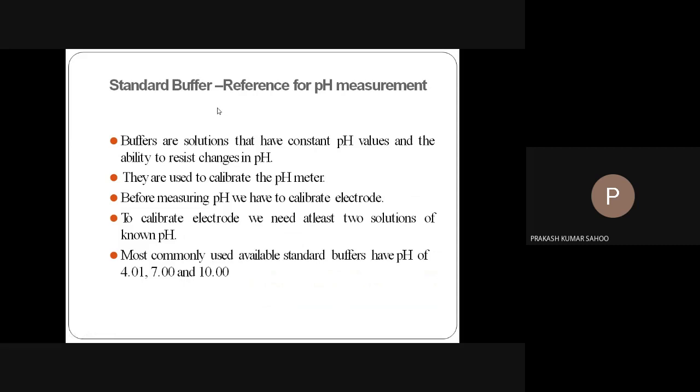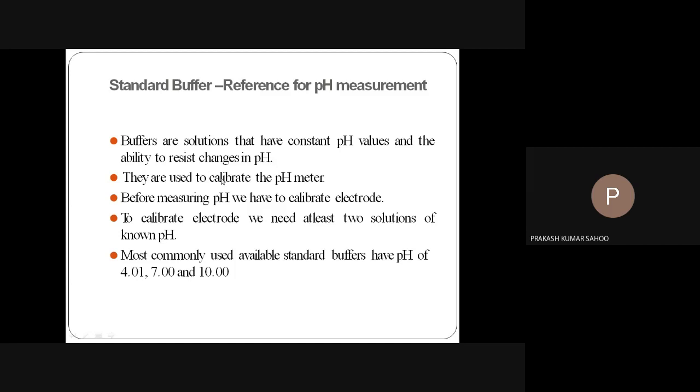If we take a slight excess of acid or a slight excess of alkali or base in our body, it will not change the pH of the blood, because it will adjust, as blood acts as a buffer solution. So buffers are solutions whose pH doesn't change after addition of acid, base or water to it. Buffers are solutions that have constant pH and the ability to resist change in pH.